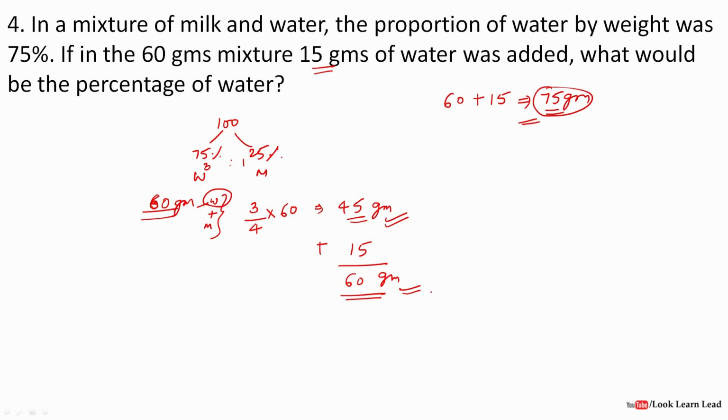So the question is, what would be the percentage of water? Water is 60 out of 75 into 100. We can cancel it out. 3 4s are, this is 20, so it would be 80%.